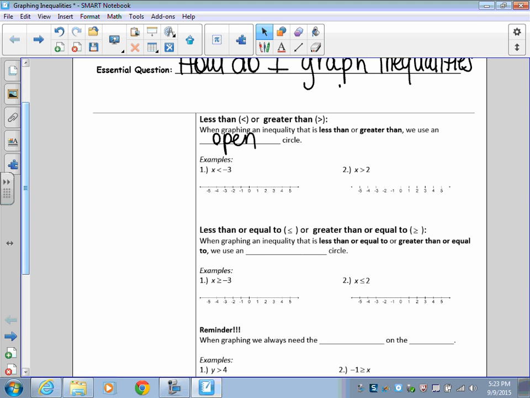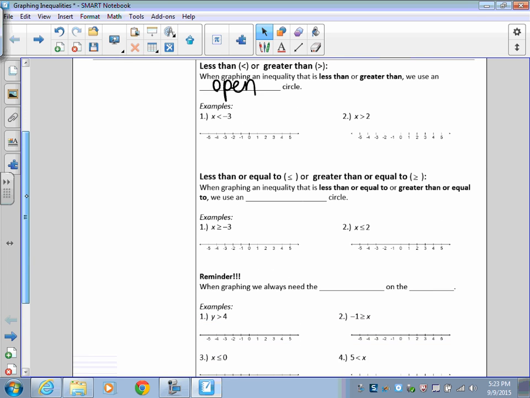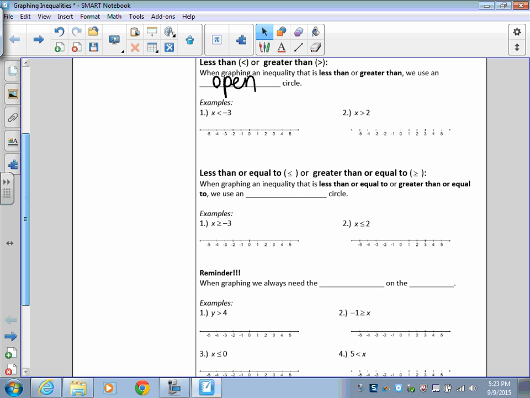Here are our examples. We're going to work our examples just a little bit later. I want to go through and fill out our lines first. Let's drop down. When graphing inequalities that are less than or equal to or greater than or equal to, we use a closed circle.